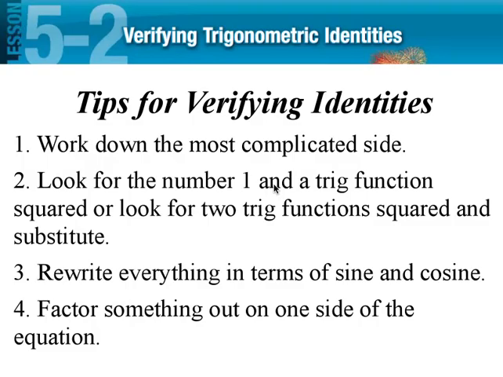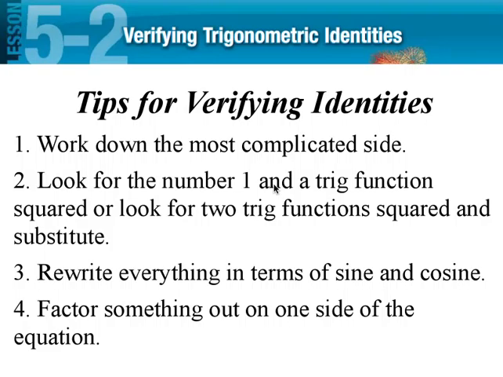Now it's going to be obvious. You'll know what I mean when I say the most complicated side, because it's going to be the one that has the most terms. And the other side will usually be the simpler of the two. Look for the number 1 and a trig function squared, or look for 2 trig functions squared and substitute.